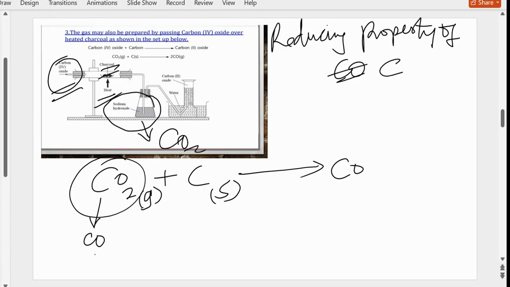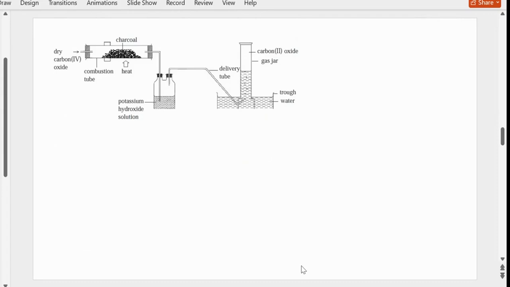So we are using sodium hydroxide to trap the excess CO2 which passes without being reduced by charcoal at that point. And then CO comes to this point where we collect it using the over water method. And it is easy. It depends on how the examiner brings the setup. So the other setup here is the same.